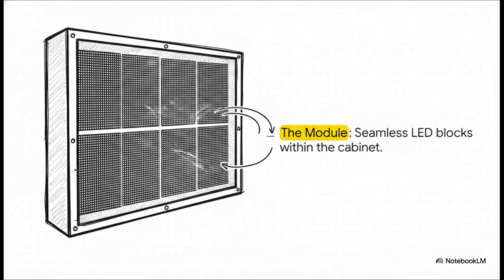Okay, so if the cabinet is the heavy structural foundation, what actually lights up? Well, inside each cabinet are several smaller, completely seamless blocks known as LED modules. These modules, which often measure about 400 by 200 millimeters, are the pieces that hold the actual LED lights, and they are expertly engineered to fit perfectly side by side. That way, the viewer sees one continuous, flawless image, rather than some clunky grid of separate panels.